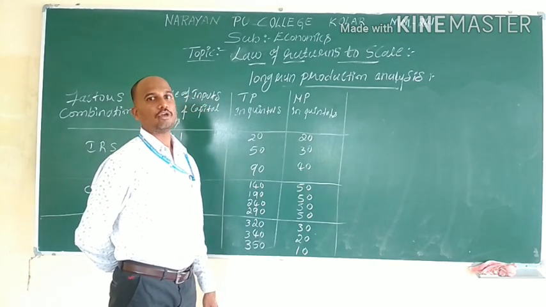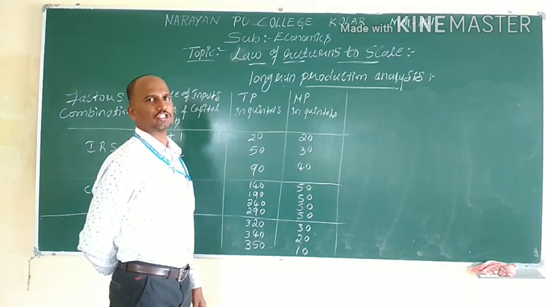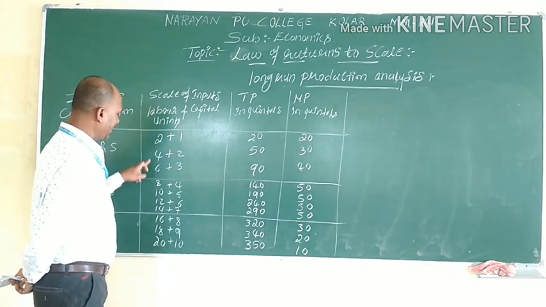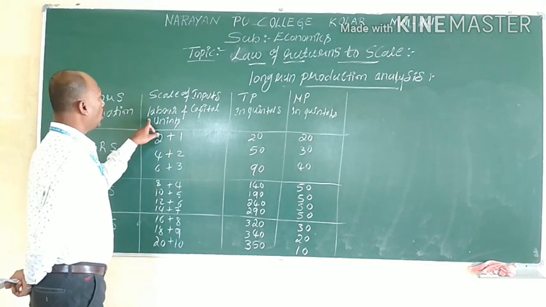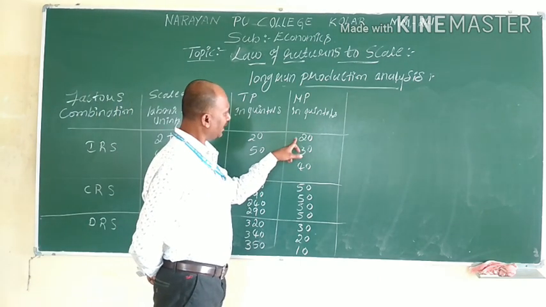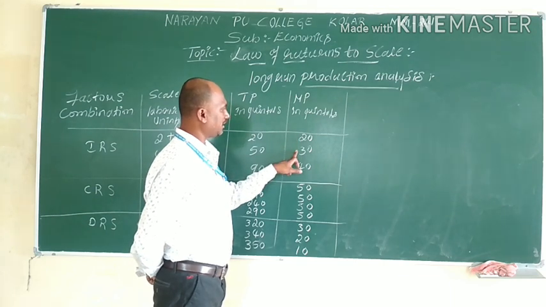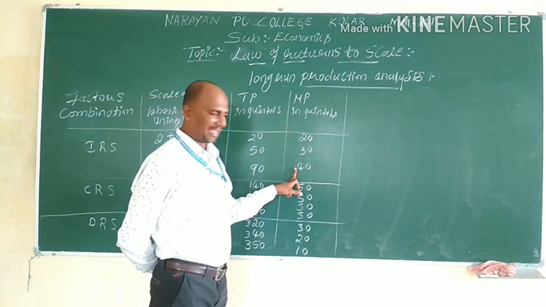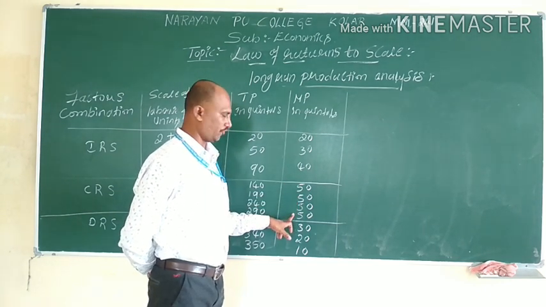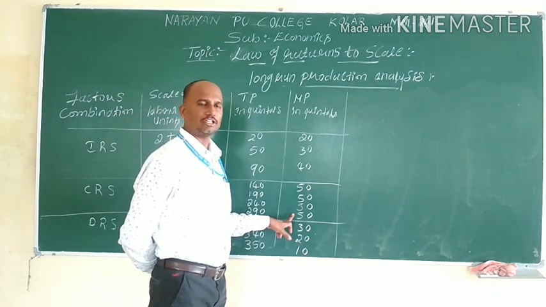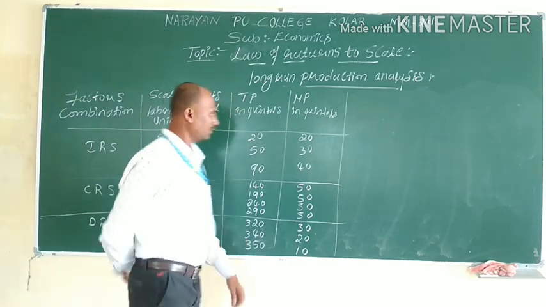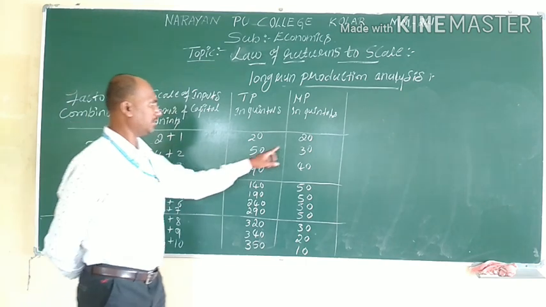Here, actually we want to observe the production in the long run, that is, marginal product. It means that by increasing both labor and capital, the marginal product in the beginning increases: 20, 30, 40. And then it becomes constant. We can observe 50, 50, 50, 50. And finally, the marginal product decreases from 30 to 20, 20 to 10.